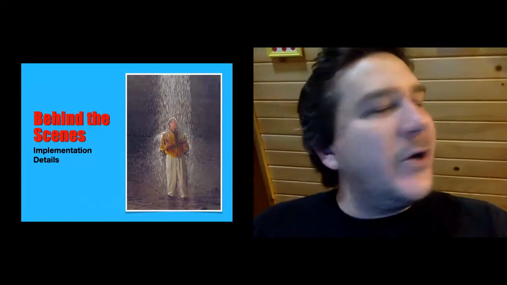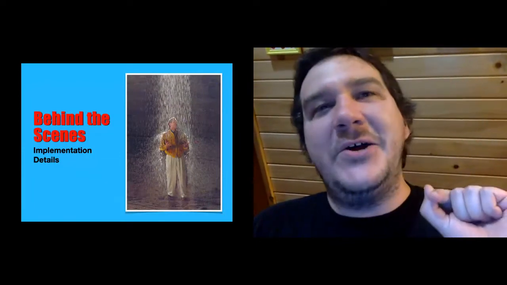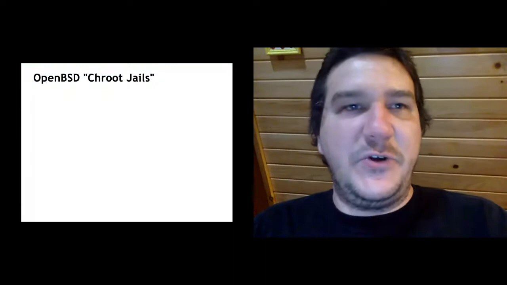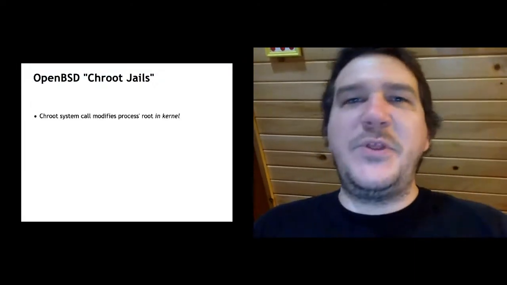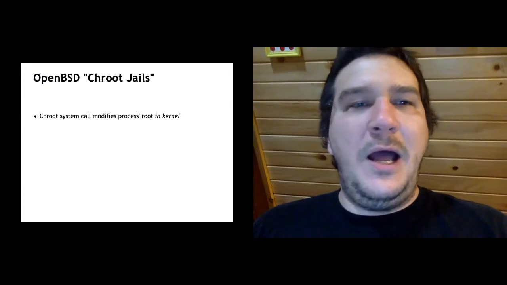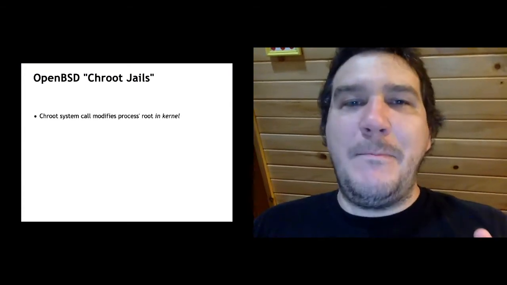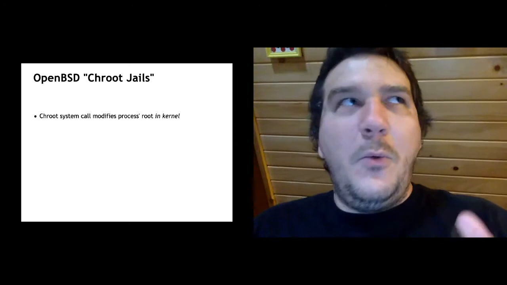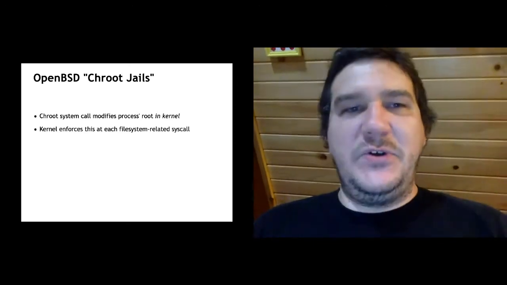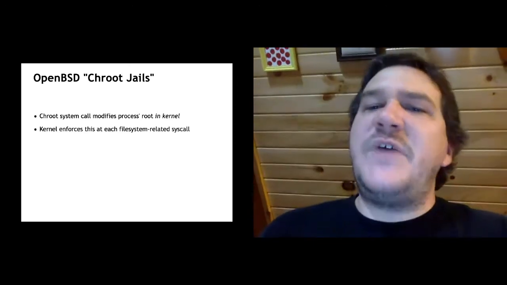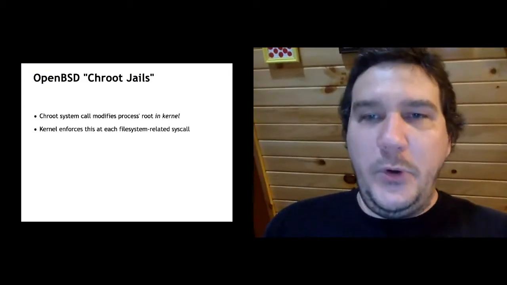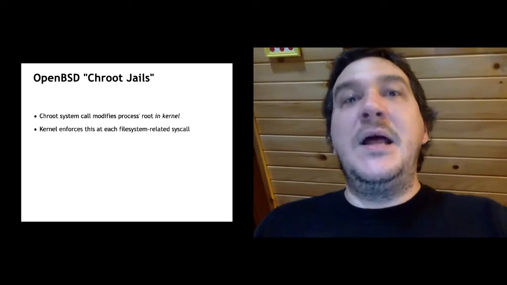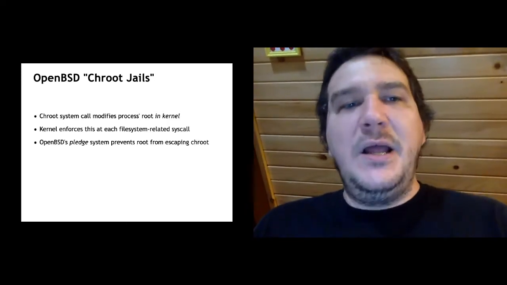Okay, so very quickly, we're going to look at some implementation details of different types of OS virtualization. We'll start real simple. Chroot jails. This is what the OpenBSD people are doing. Again, chroot is just going to modify in the kernel what the root directory is for a certain process. Any file system related syscall is going to get checked against that hypothetical root to make sure that that syscall is legitimate within the chroot.